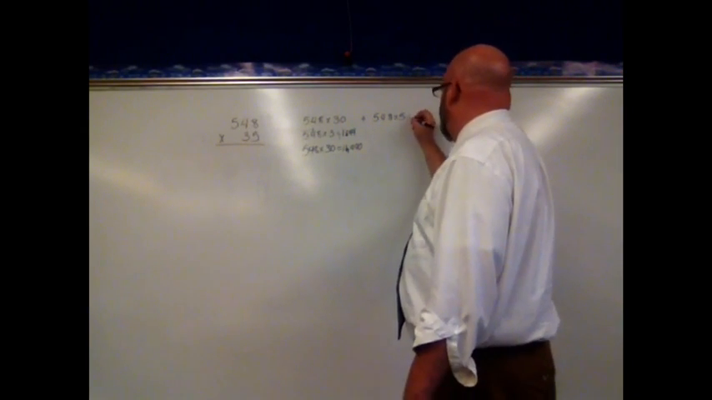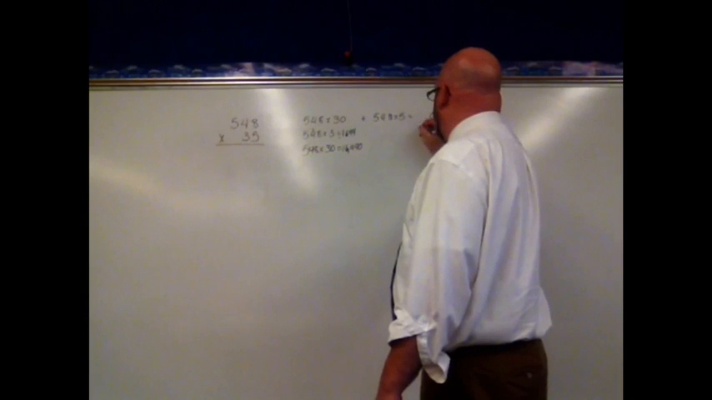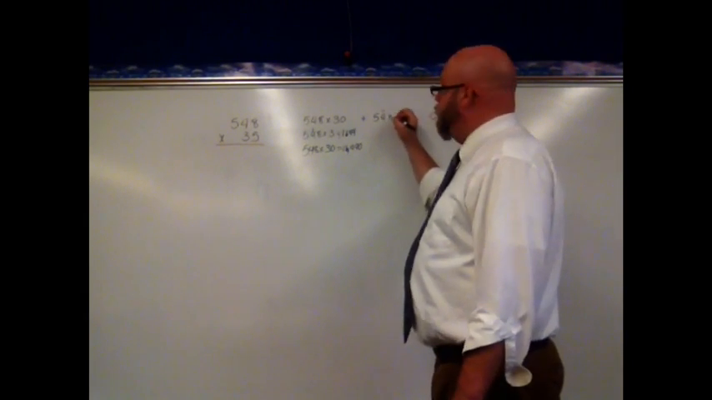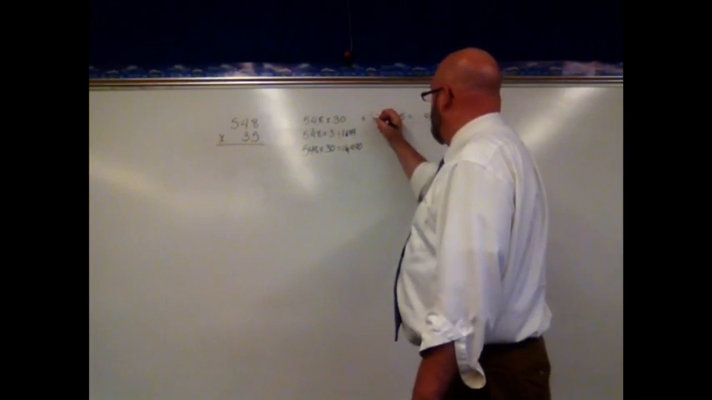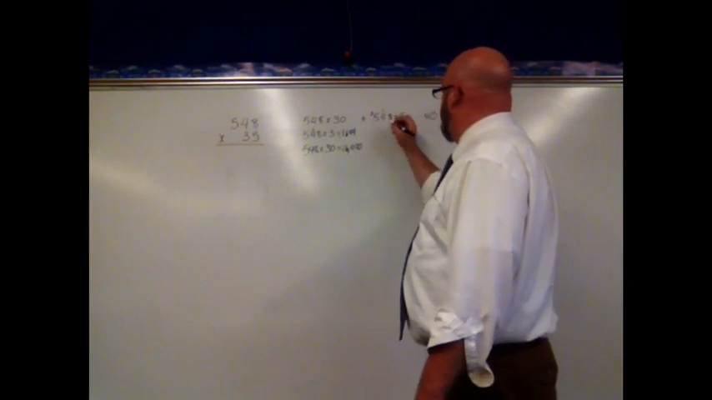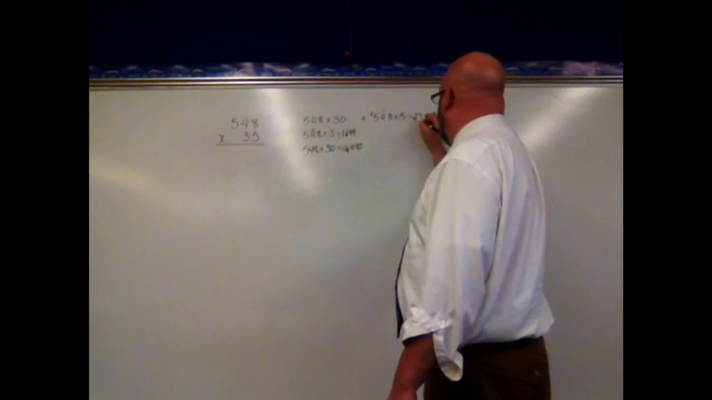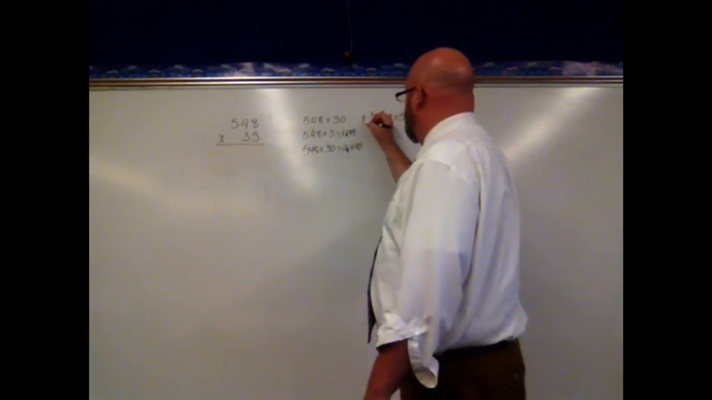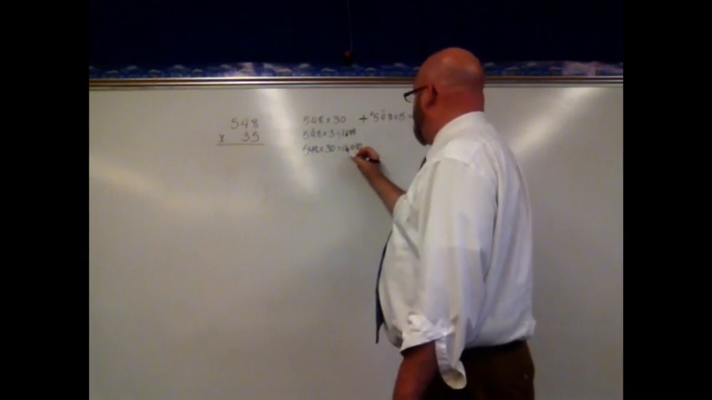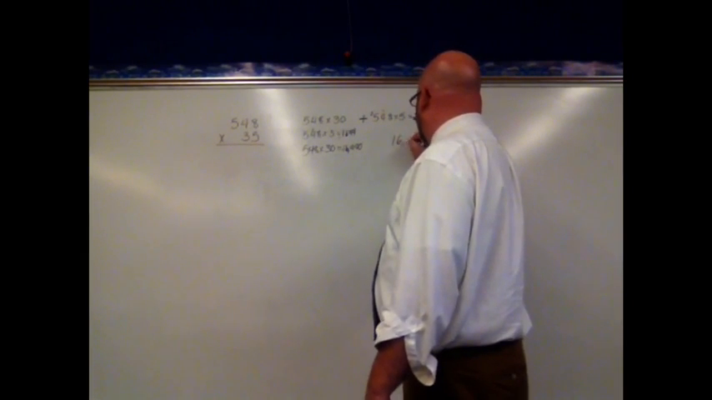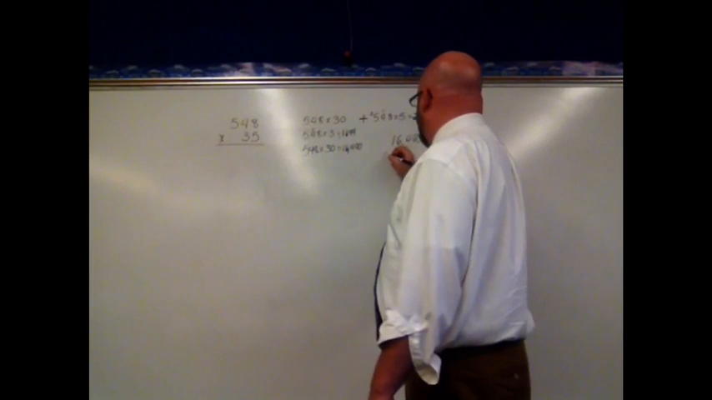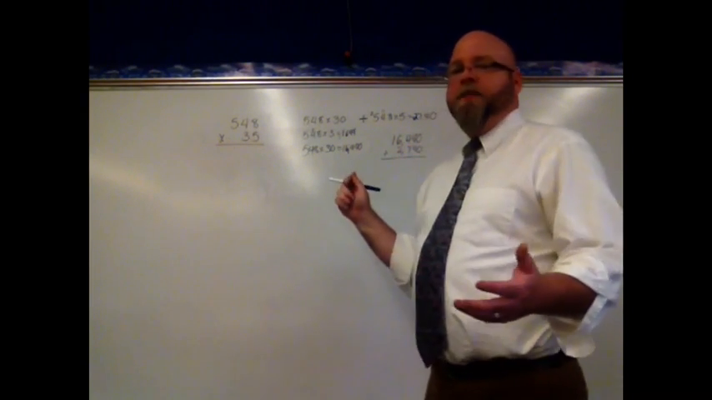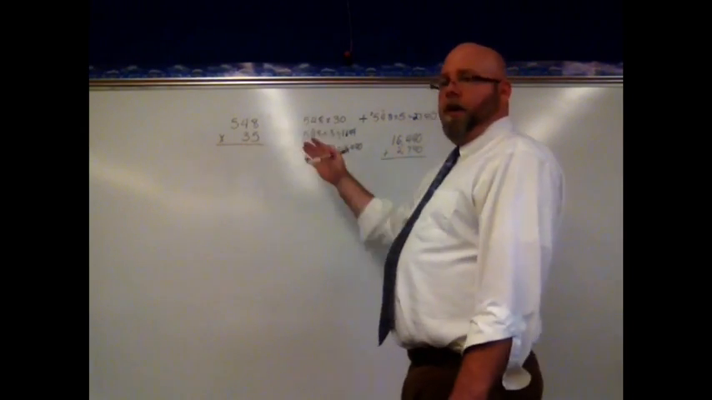548 times 5, well, 5 times 8 is 40. Carry my 4. 5 times 4 is 20, plus 4 is 24. Carry my 2. 5 times 5 is 25, plus 2 is 27. Now, it says I add these. So I would add 16,440 plus 2,740. That's what's happening when I multiply a two-digit number by something else.